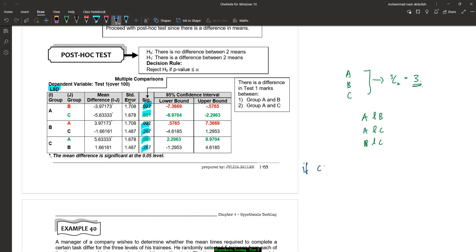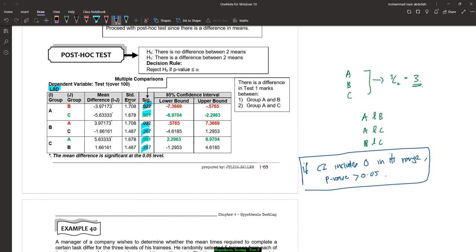If the confidence interval includes 0 in its range, right? So the p-value should be more than 0.05. Right? Boleh faham? This is a general rule. If the confidence interval does not contain 0 in its range, the p-value should be less than 0.05.